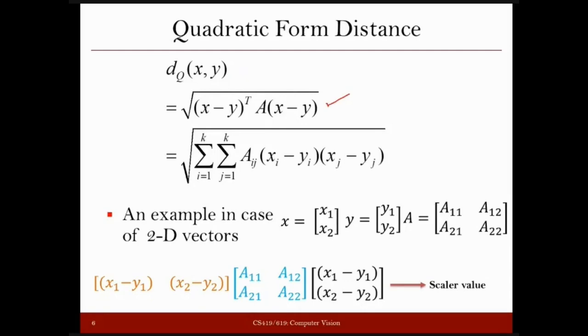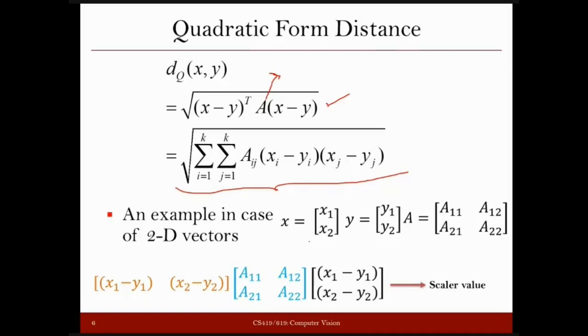Now, if we replace x and y, which as I said are vectors, with the values x1, x2, x3, up to xk and y1, y2, y3, up to yk, and open all that, you will find that the formula becomes like this, right? And the matrix A, which is a matrix of size k cross k, is also represented in terms of individual values here. So Aij tells you the value of that matrix at the ith row and jth column. Now let us try to understand this with the help of an example.